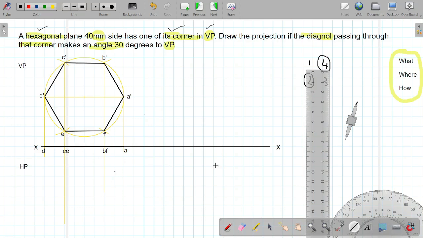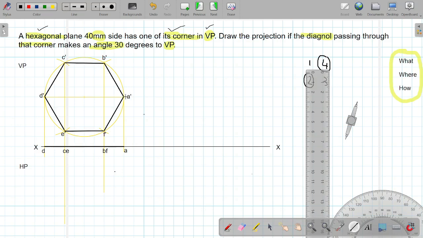Now step 3 will come here just next to step 2. Because it will be made in HP, we have to use the condition of VP. Here it is given, draw the projection if the diagonal passing through that corner makes an angle of 30 degrees. Now the important thing is to interpret the question. We need to draw a diagonal passing through that corner. Which corner is it talking about? It is talking about the corner which we have kept on the right hand side. So the diagonal passing from this point A.